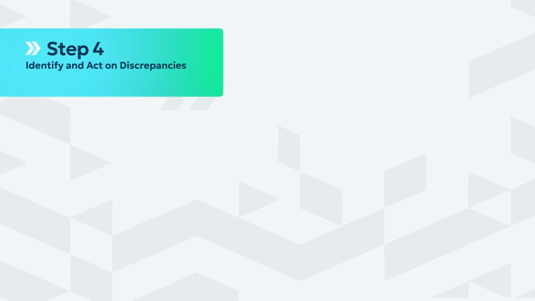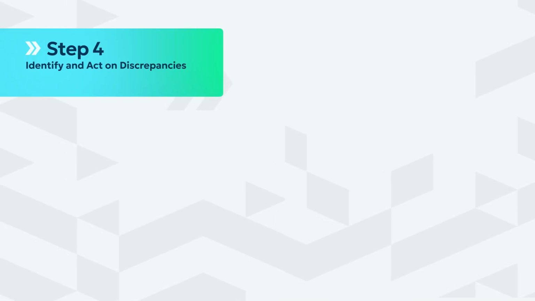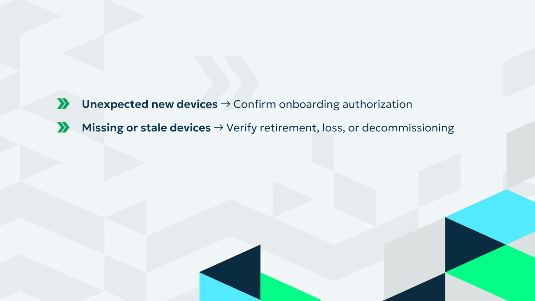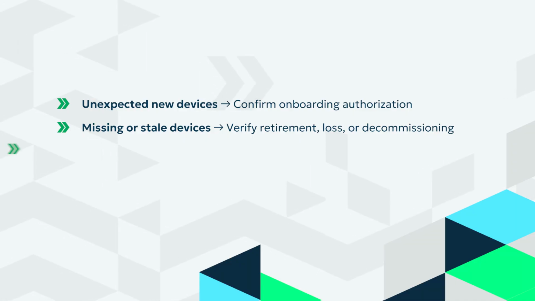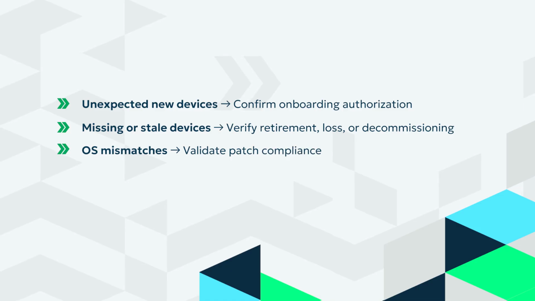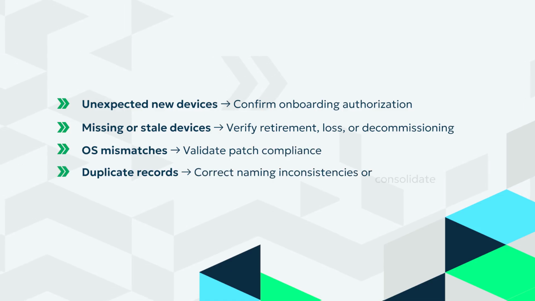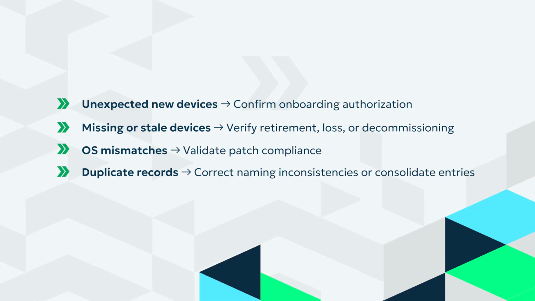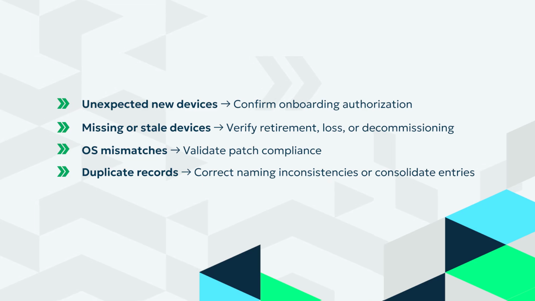Step 4. Identify and act on discrepancies. Once discrepancies are flagged, categorize them. Unexpected new devices: confirm onboarding authorization. Missing or stale devices: verify retirement, loss, or decommissioning. OS mismatches: validate patch compliance. Duplicate records: correct naming inconsistencies or consolidate entries. Before taking action, cross-check findings against HR systems or PSA records.